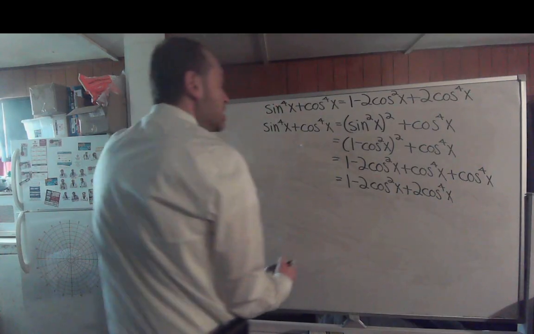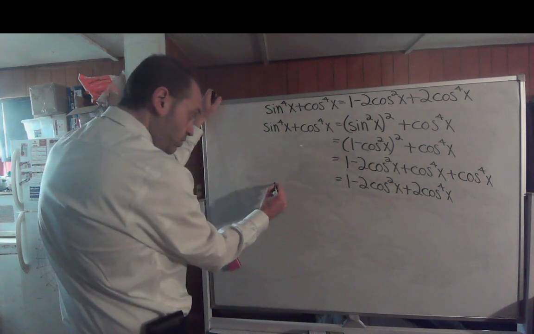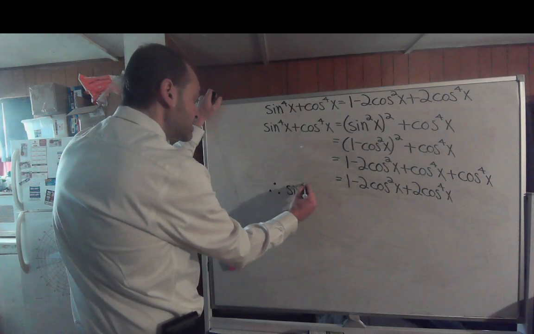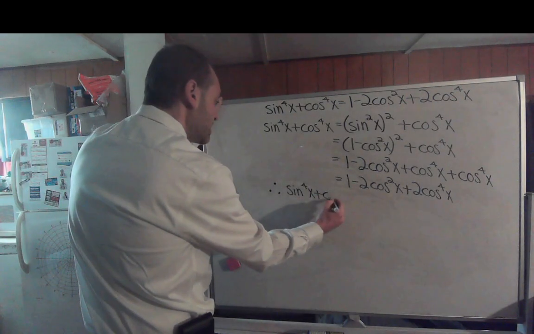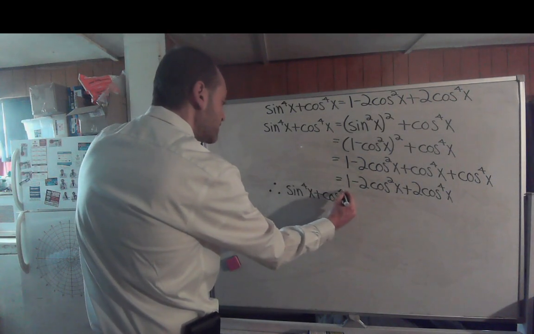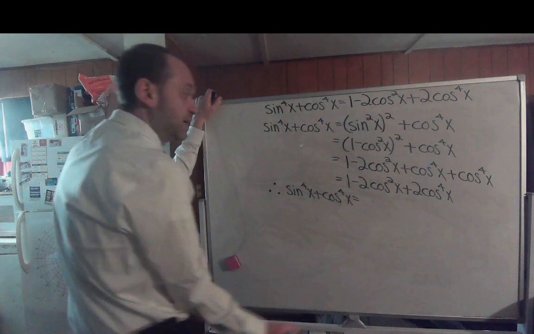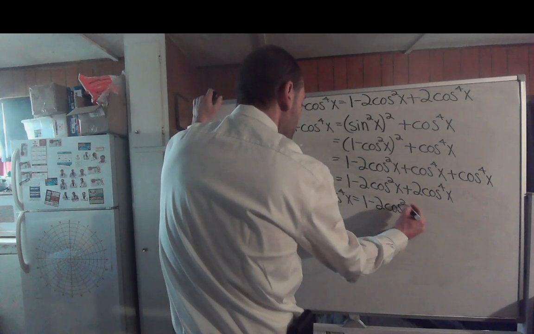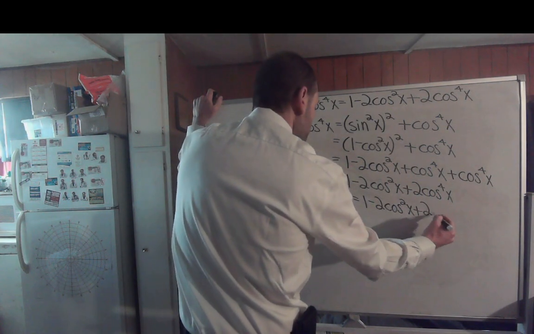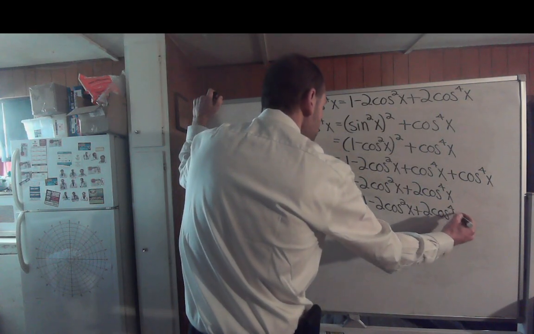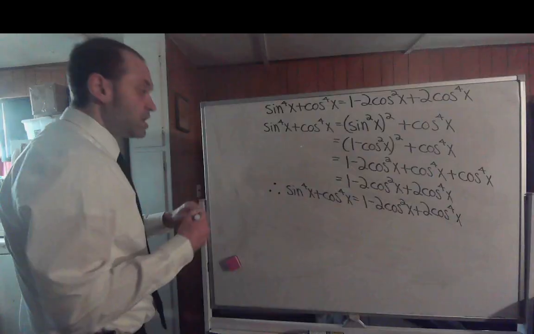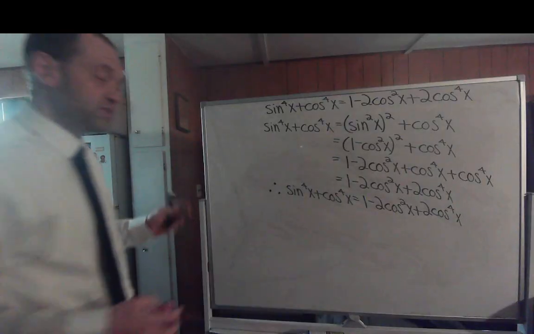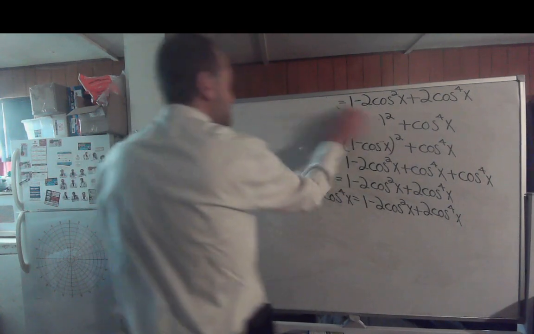So therefore, we can say that sine 4 of x plus cosine 4 of x is going to be equal to 1 minus 2 cosine squared of x plus 2 cosine 4 of x. Alright, so there's those for simplifying. Now let's do some inverse trig identities.